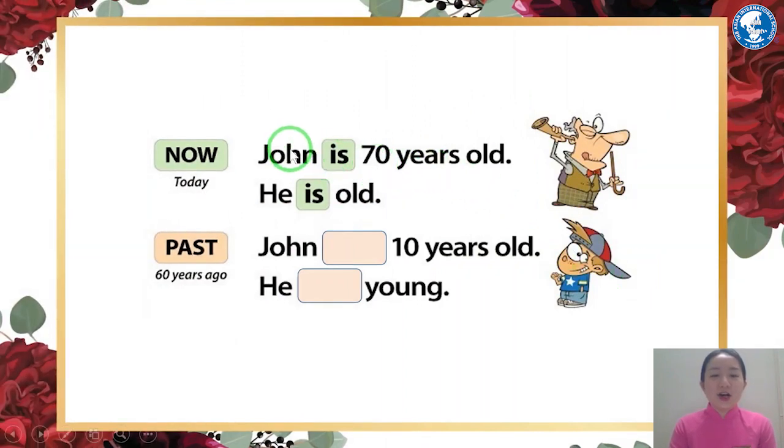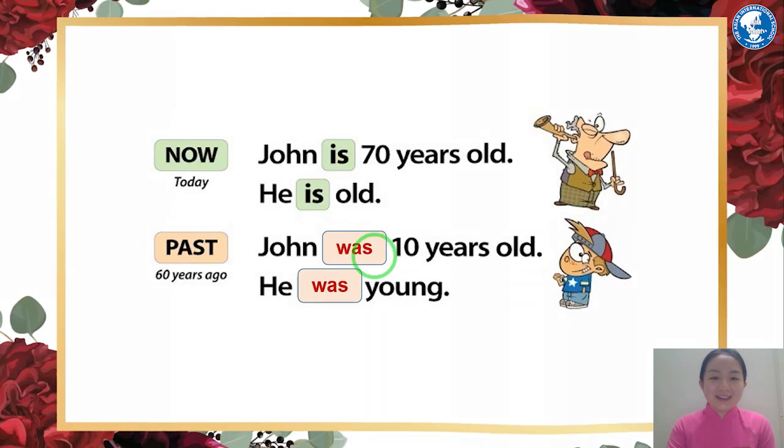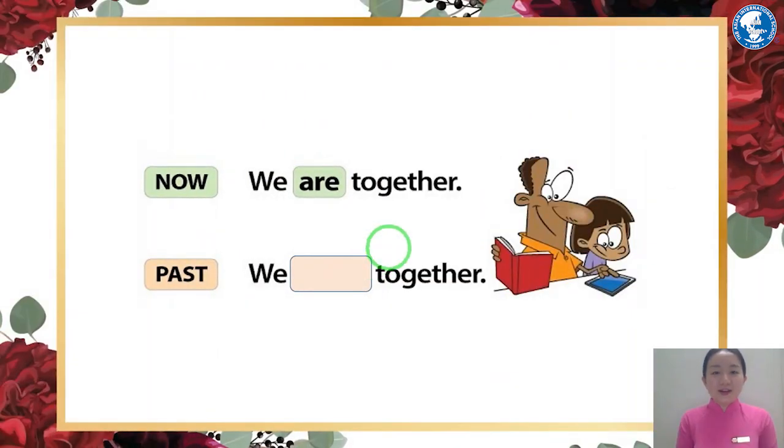Now, John is 70 years old. He's old. In the past, I mean 60 years ago, John was 10 years old. He was young. Next, another example. Now, we are together. In the past, we were together.